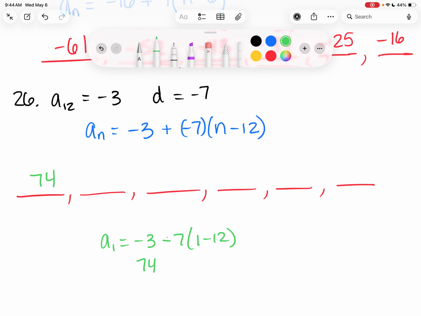So subtract 7, we get 67. Again, 60. Again, 53. Next, 46. And lastly, 39.